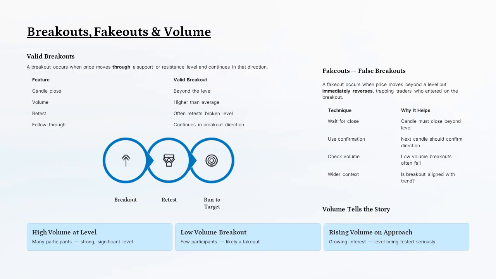Remember, support and resistance levels are not absolute barriers. They are areas where battles are fought. Sometimes the battle ends quickly. Sometimes it takes multiple attempts. And sometimes the level breaks. Have a plan for both scenarios.